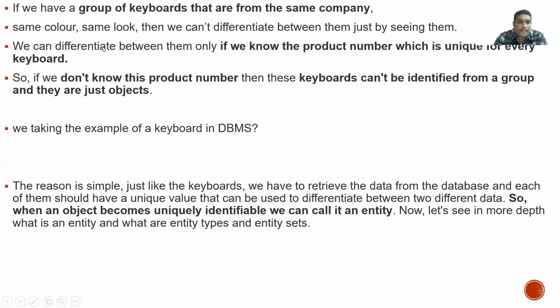We can differentiate with a solution: if we know the product number, which is unique for every keyboard. For each and every keyboard there is some unique number. Based on that unique number, we can distinguish one keyboard from another. If we don't know this product number, then these keyboards can't be identified, and they are just objects.